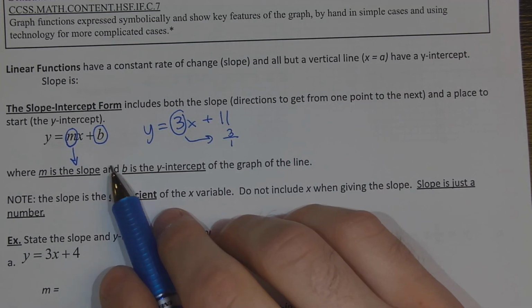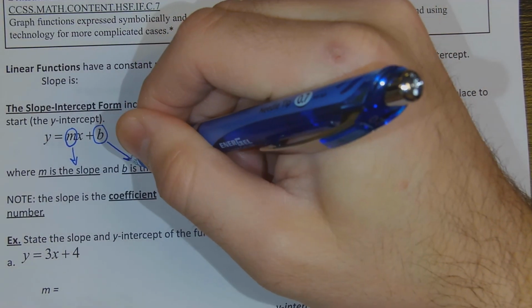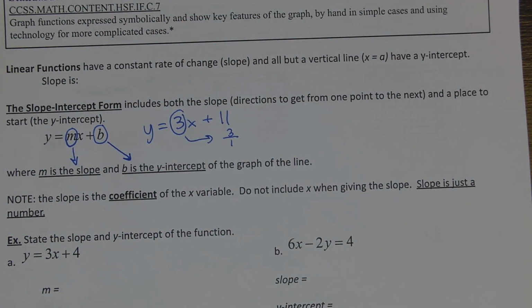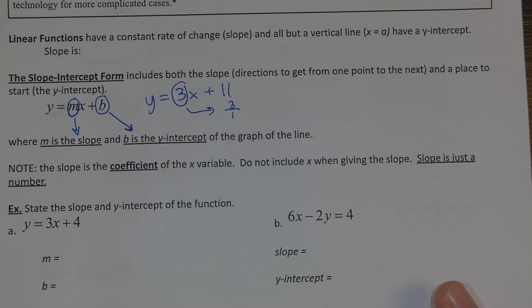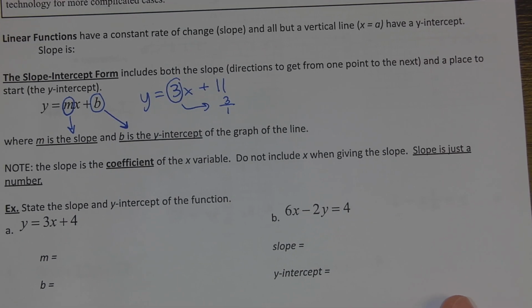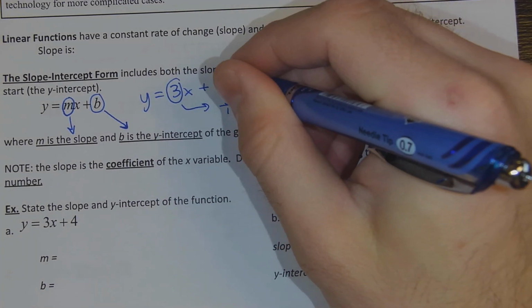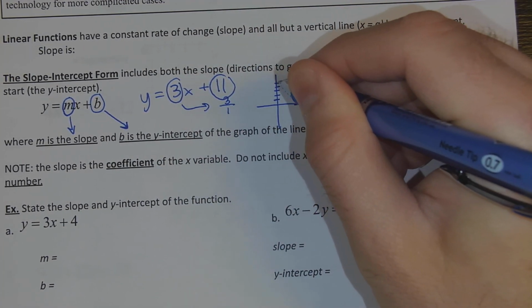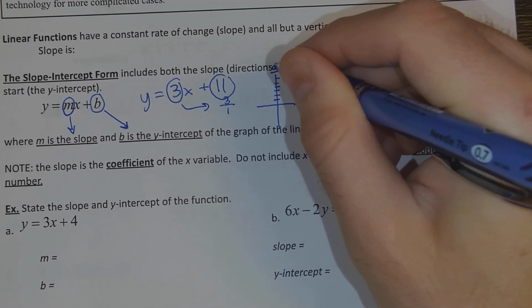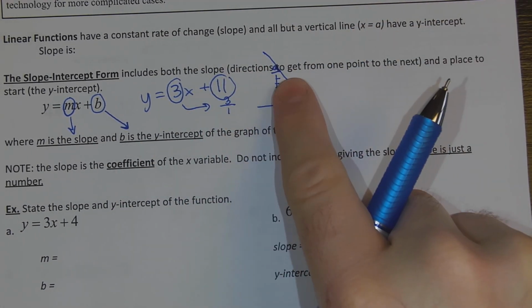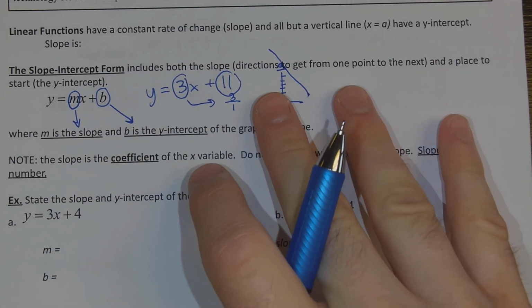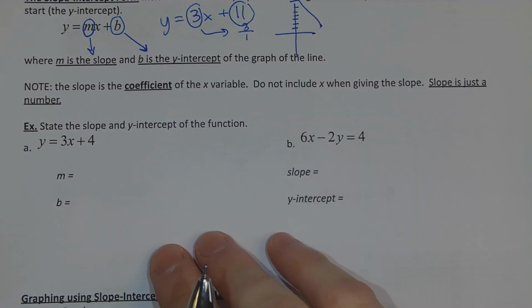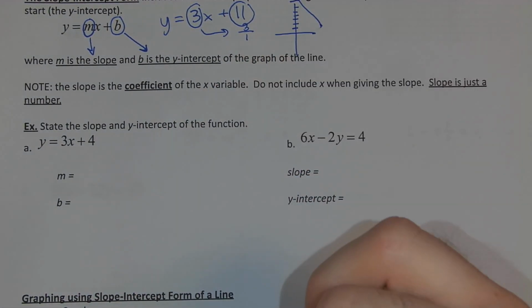Now, B, the second important letter in this equation, is the y-intercept. It is named that because that's where the line crosses the y-axis, or intercepts the y-axis. So whatever number it is, like in this case 11, on the y-axis, if you count up 1, 2, 3, 4, 5, all the way to 11, that's where the line would cross. Okay, that's a y-intercept. So we're going to look at a couple examples here, and then we're going to go on to steps to graphing.